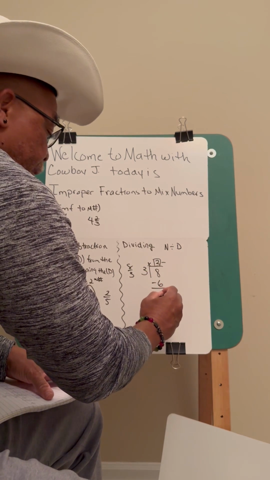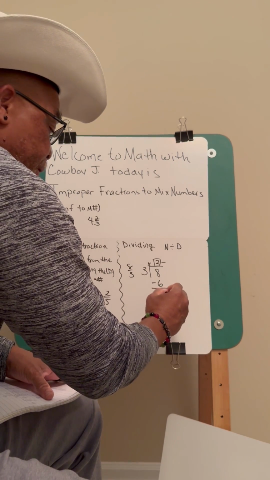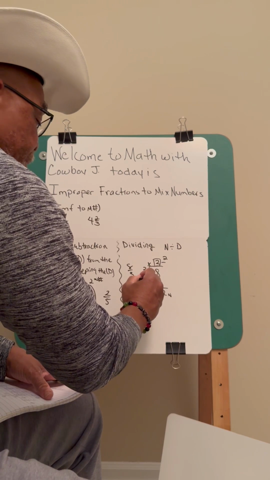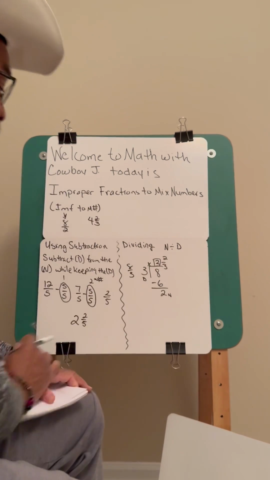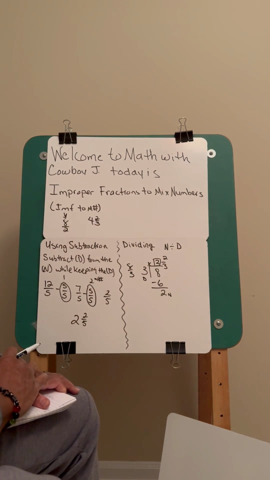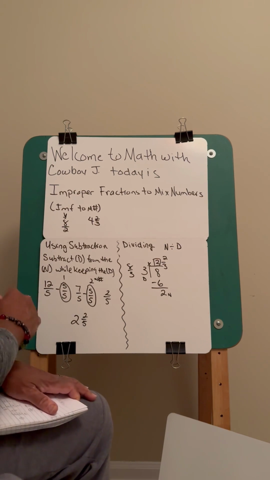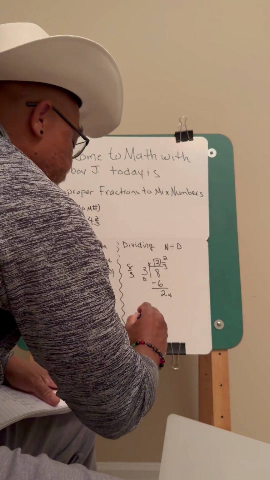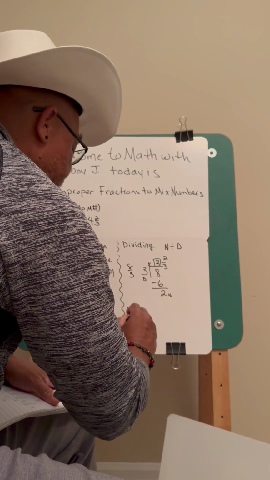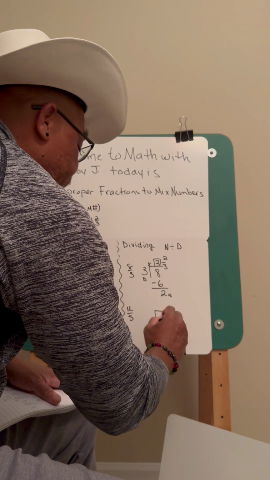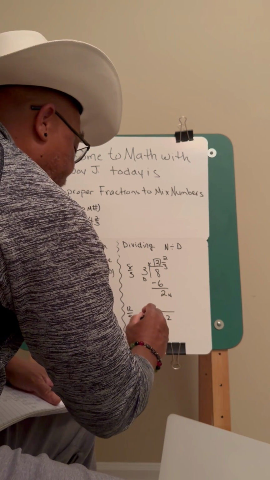Subtract. So now, this becomes my numerator, and this becomes my denominator. That gives me 2 2/3, same as the previous. Let's do the 12/5 on here. So again, 12/5. So I'm going to take 12 and divide it by 5.